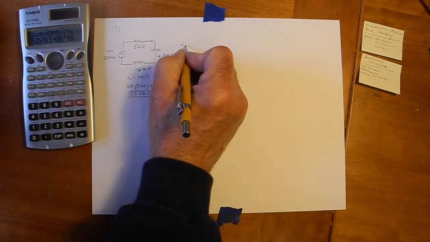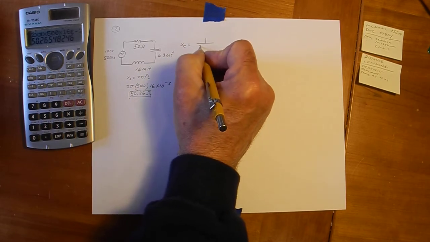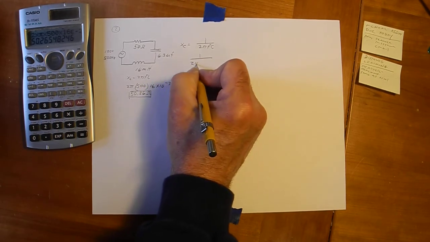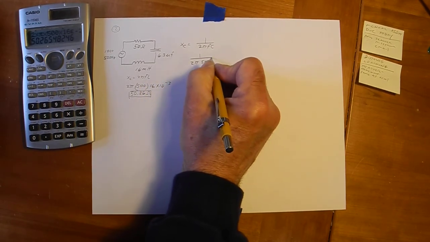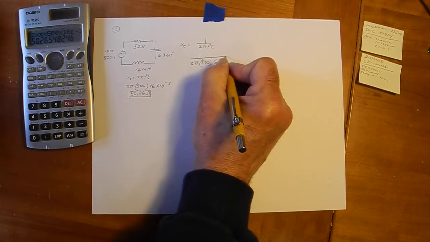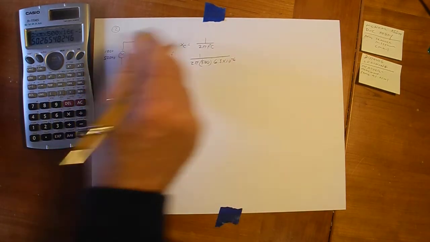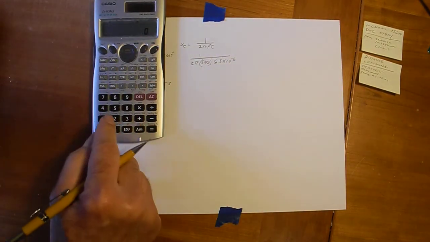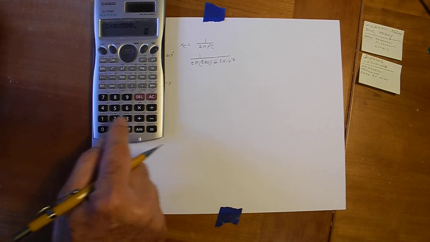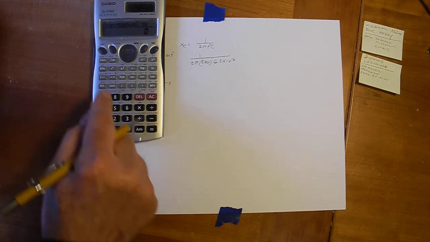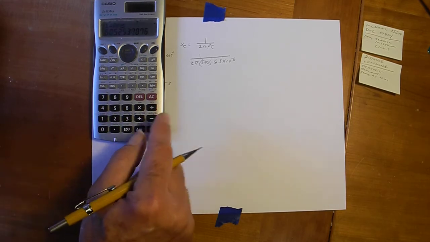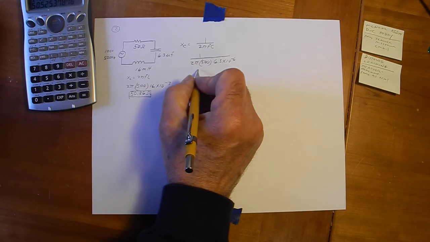Let's do X of C. X of C is 1 over 2 pi F C. So that's 1 over 2 pi, F is still 500, and C is 6.3 microfarads, 6.3 times 10 to the minus 6. We'll find the bottom first and then divide it into 1. So 2 times pi times 500 times 6.3 exponent negative 6 is that number. Now reciprocal, 1 divided by answer, and I got 50.52.